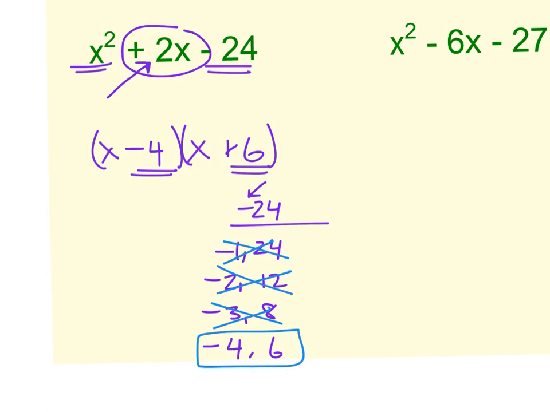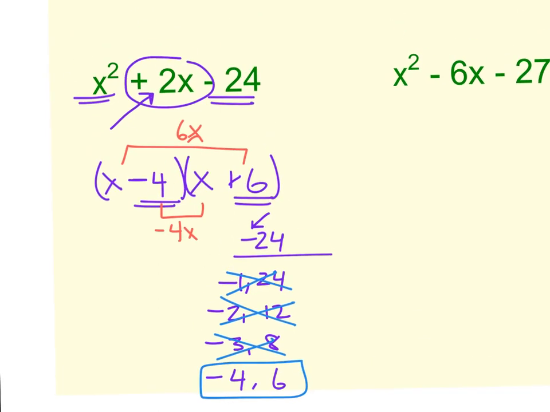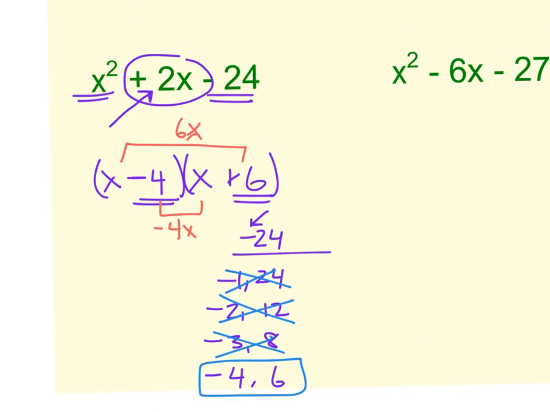And here's what you're just going to show me as part of your work. You're going to say, okay, I know that this is 6x and this is negative 4x. And in your head, you're adding that together. Is 6x plus a negative 4x equal to that 2x in the middle? It is. So we know that we got our answer.